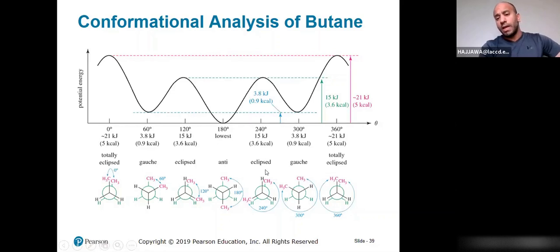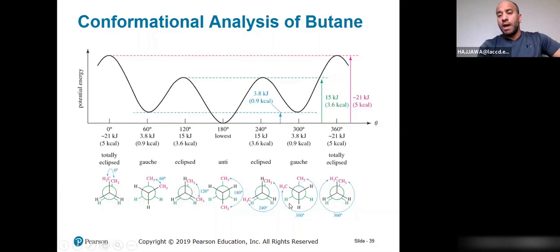Next would be the eclipsed, where the methyl that was first to the right is now to the left. And you can see clearly that these two are exactly the same in terms of stability and energy. That's why you see them on the same level. So in terms of steric interactions, they are actually the same.